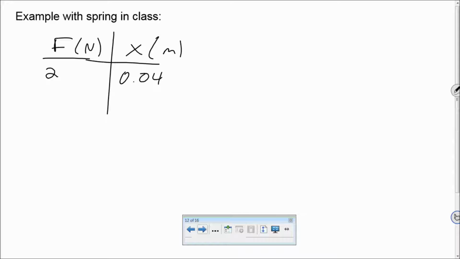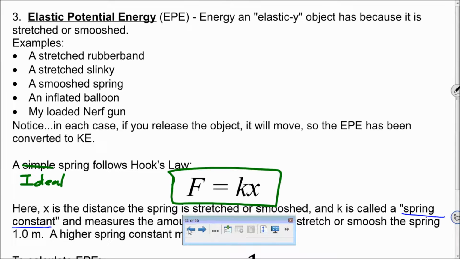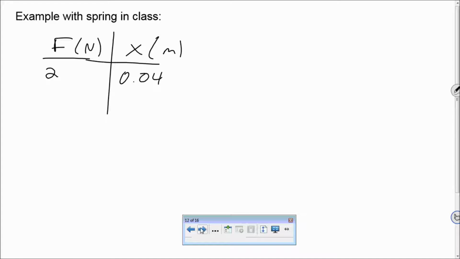All right, so what Hooke's law is telling us is that the force is proportional to the amount that you stretch it. So if I double my force, hopefully the amount that it stretches should double. Okay, so let's see if it works. So I just did 2 newtons. Let's double the force.